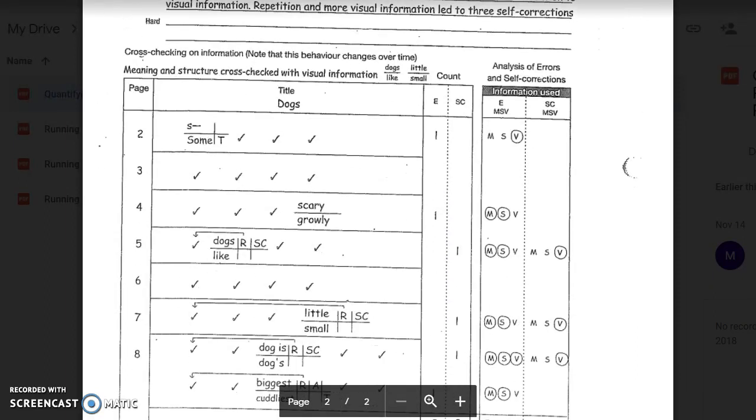Going back to the top, we're actually going to analyze the errors, and you can see in this column it says analysis of errors. Looking at the first one, S for some, he just attempts to say the word and isn't given really any time to figure out what the word is on his own. So in the analysis of errors column, we write an MSV. Remember, M stands for meaning, S for structure, V for visual: semantic, syntactic, graphophonic.